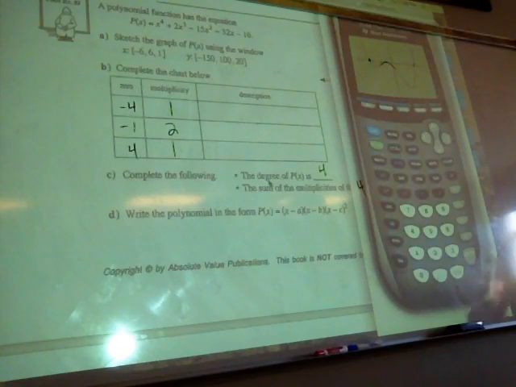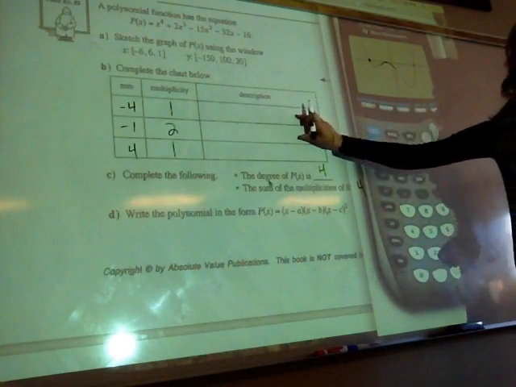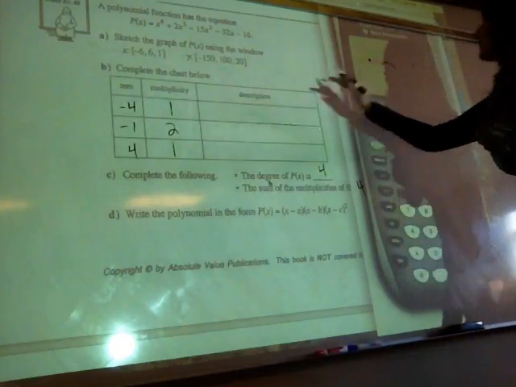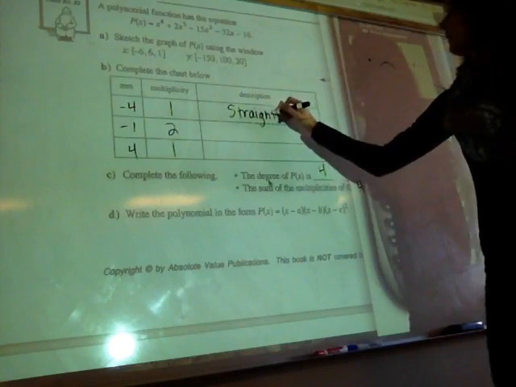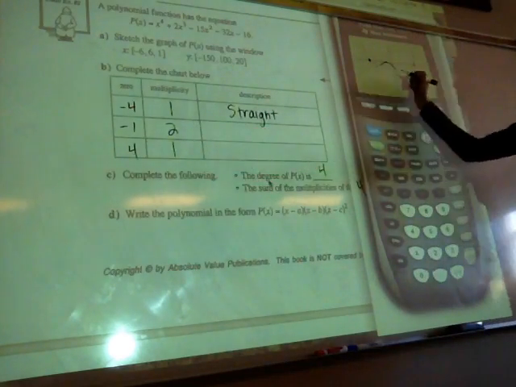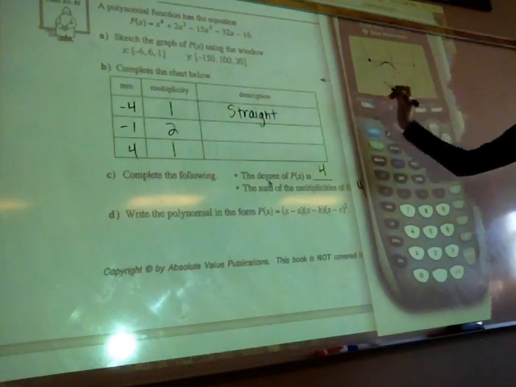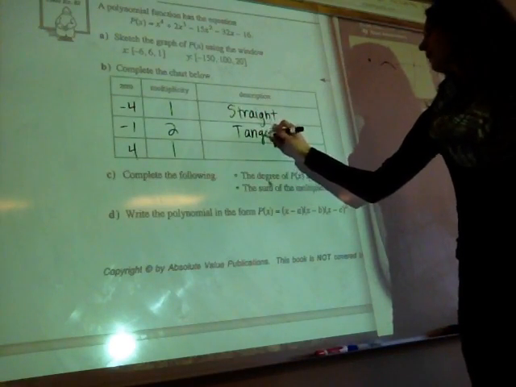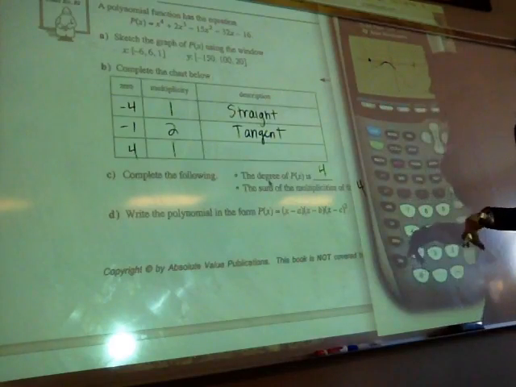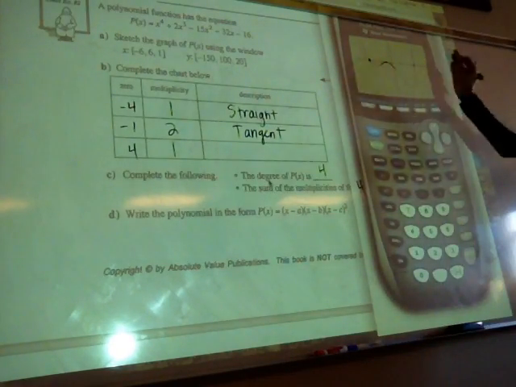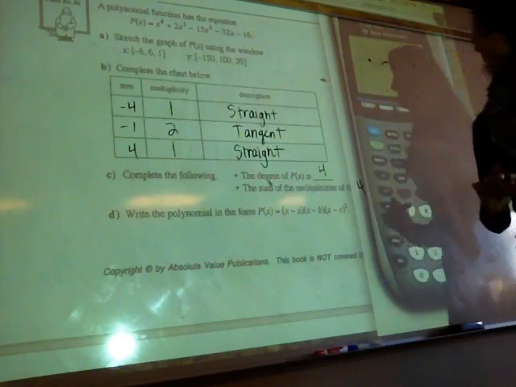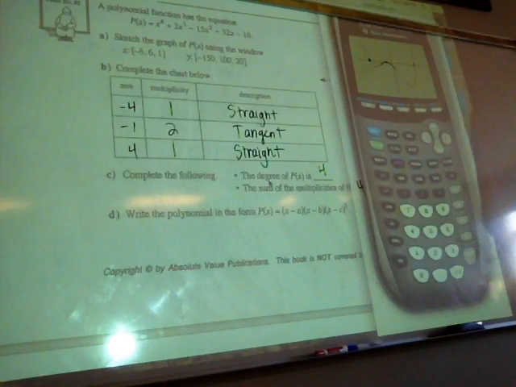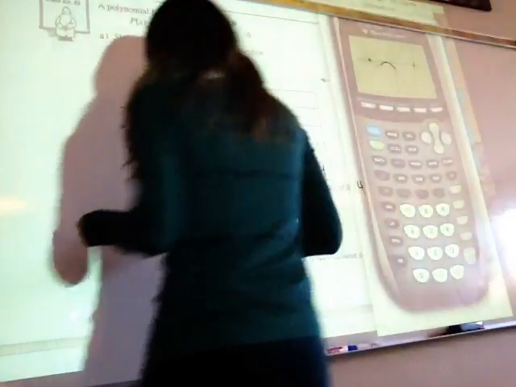Now we've already described it by talking about the graph, but just so you have the matching description, multiplicity 1, we saw a straight. Multiplicity 2, we saw it bounce off the x-axis, we call that tangent. And lastly, again, multiplicity 1, it was straight. So without going through the factor theorem and synthetic division, we can factor this.